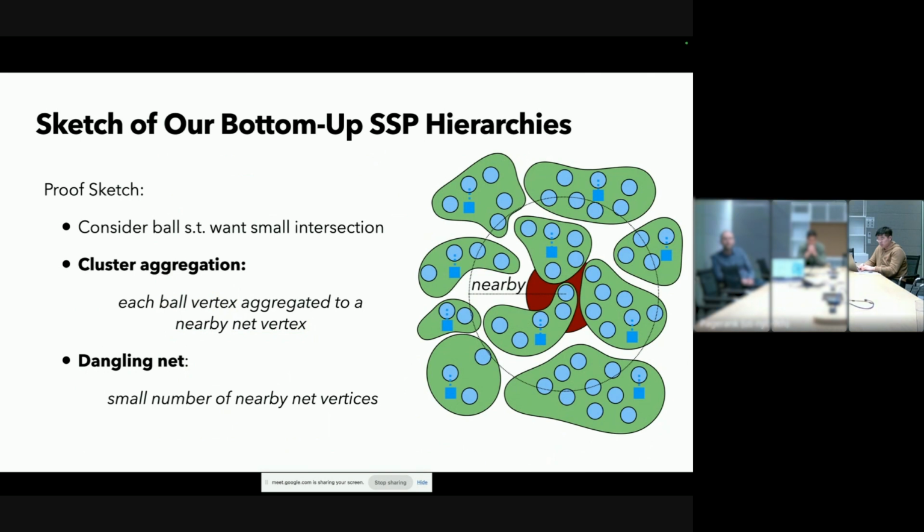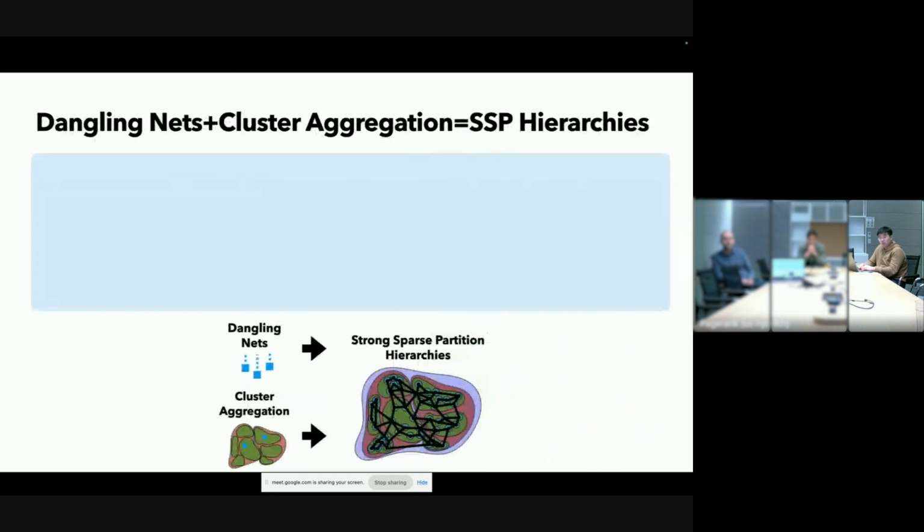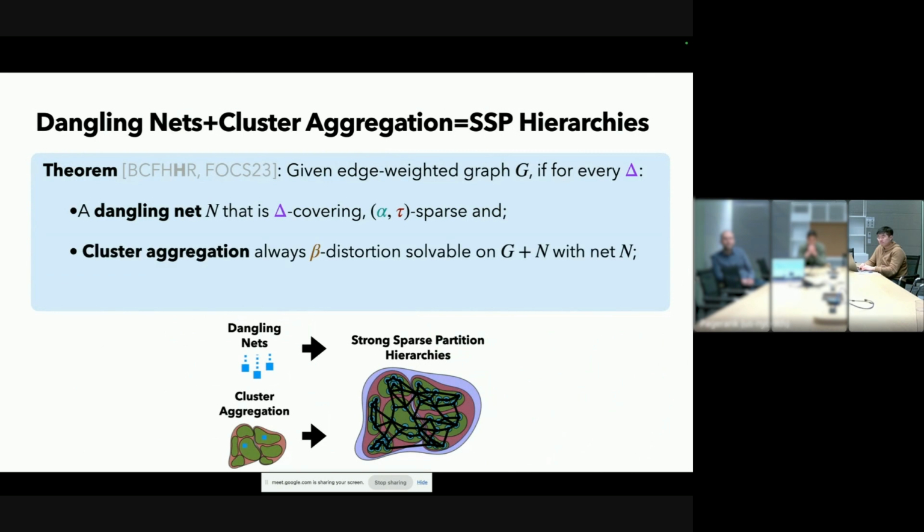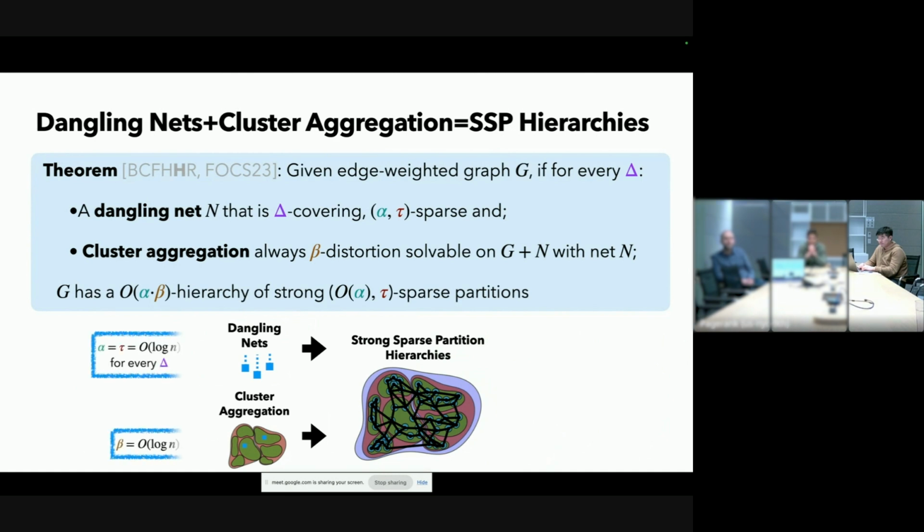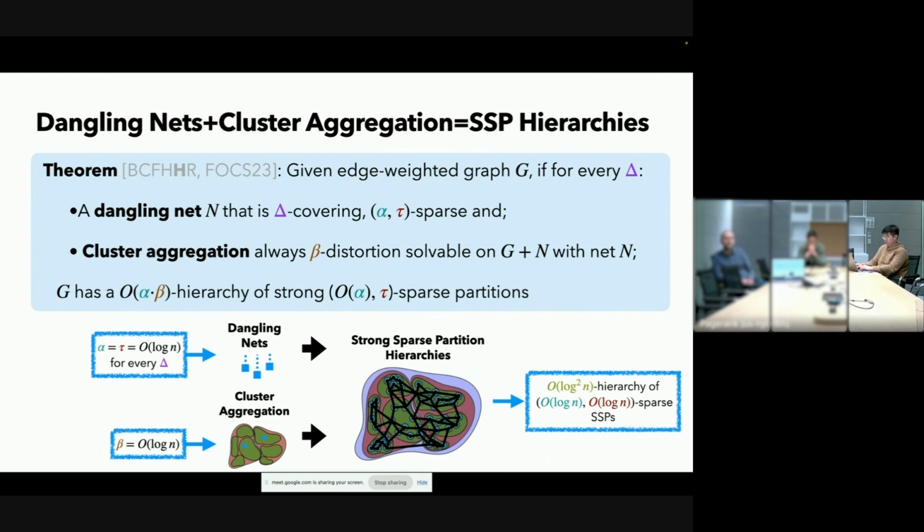Okay, so that's basically my talk. I'm going to skip this. You can formalize that argument in a way that tells you that if you can always compute good dangling nets and good cluster aggregation, then you can compute good hierarchies. This is just by applying this argument I gave for each level of the hierarchy. And then you push through the fact that we have good dangling nets with logarithmic quality and cluster aggregation with logarithmic quality. And then out pops hierarchies with polylogarithmic quality. But let me skip this.